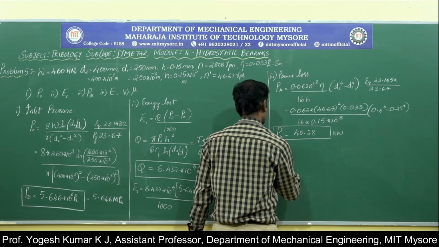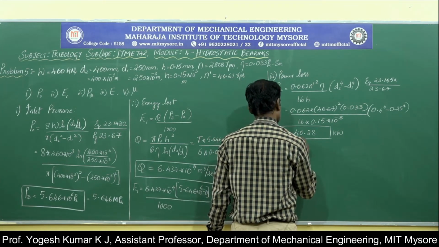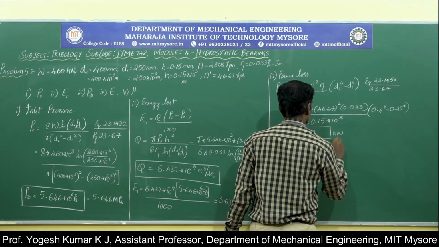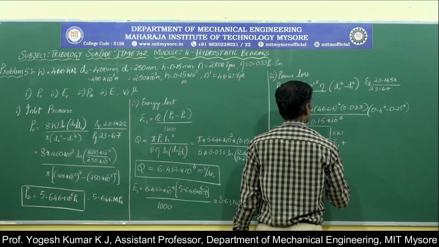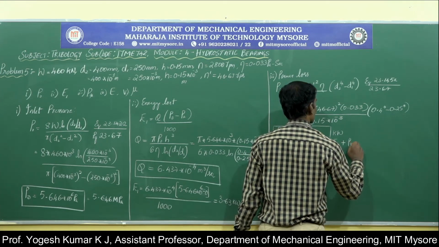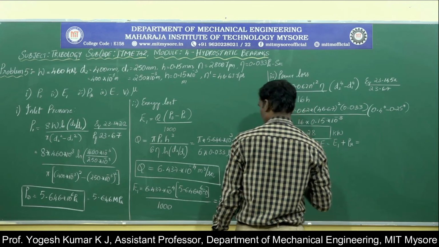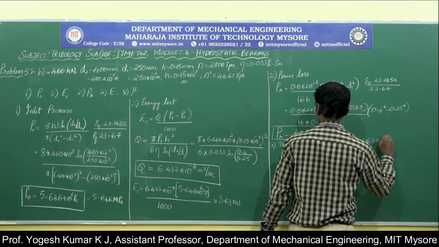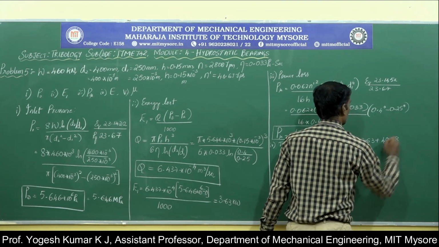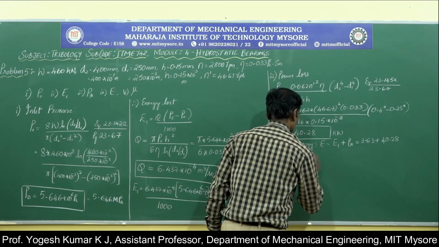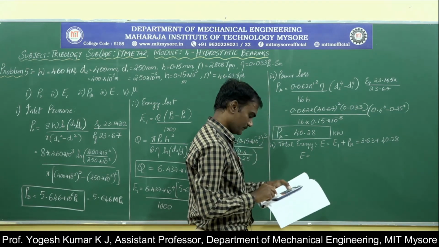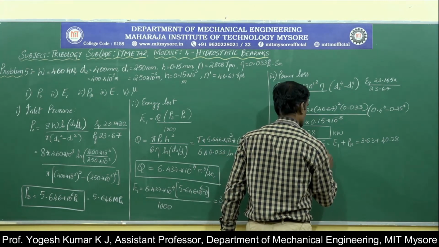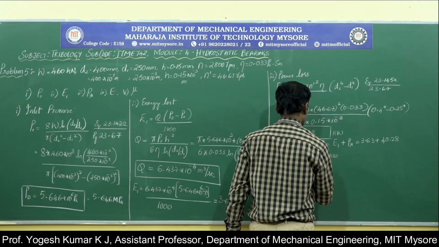Next sub question is total energy lost. Total energy is the sum of the energy lost due to pumping plus power loss due to viscous friction. This is 3.63 kilowatts plus 40.28 kilowatts. So the total energy lost is 43.9 kilowatts.